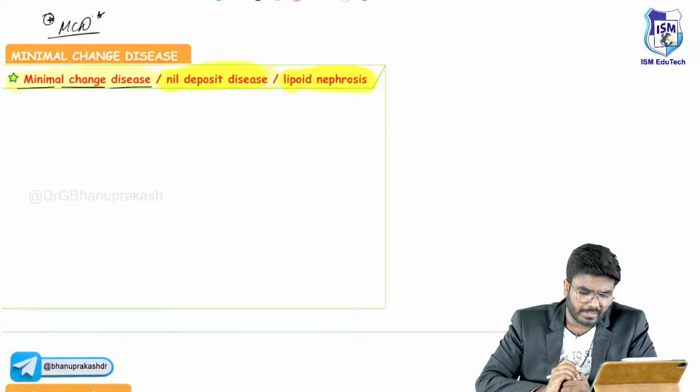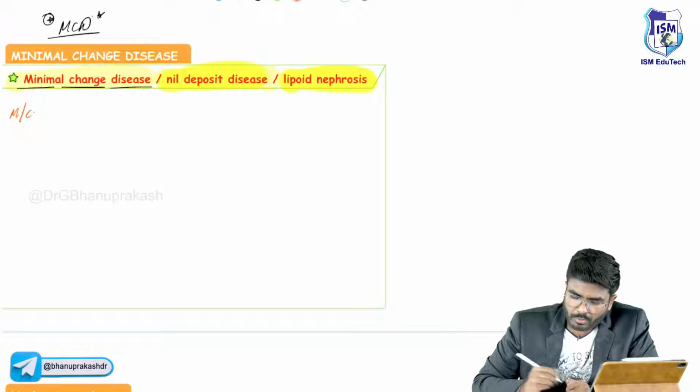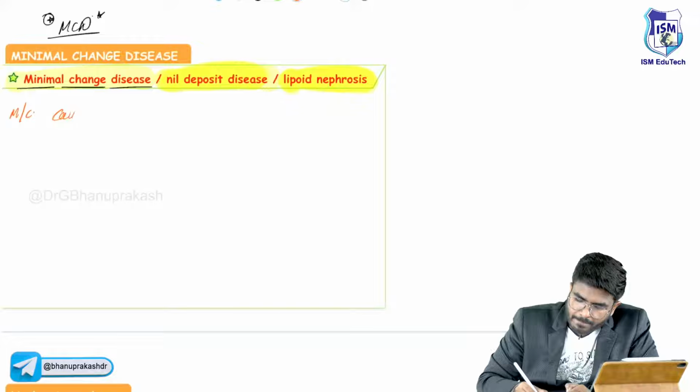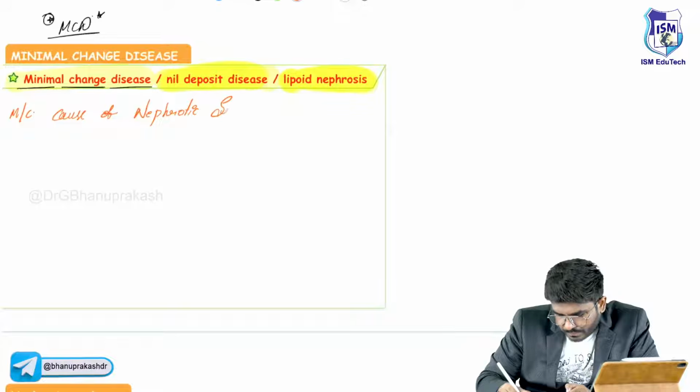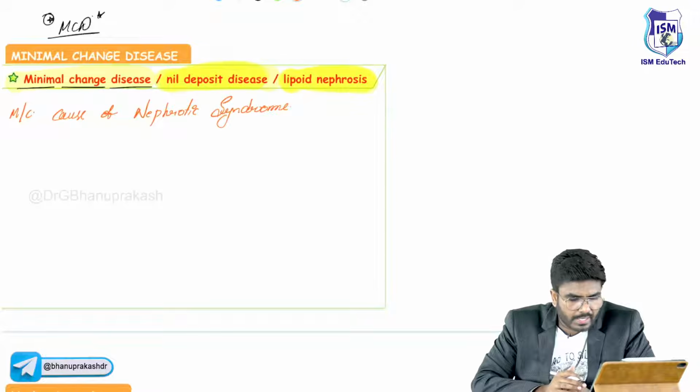Let me tell you one by one. Okay, yes, fun mode, lipoid nephrosis. But what exactly is the problem, sir? First of all, let's write one by one the important points. Most common cause of nephrotic syndrome. It's the most common cause of nephrotic syndrome. Some of you might have even suffered with this.